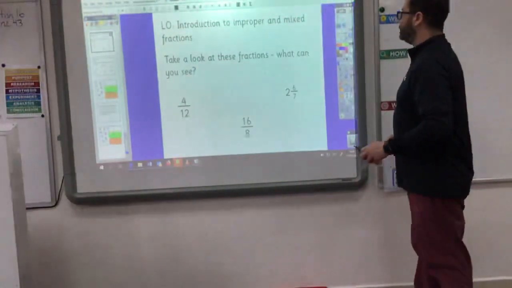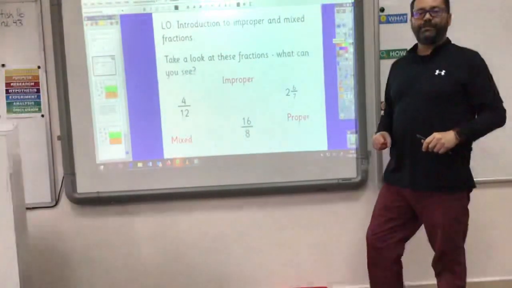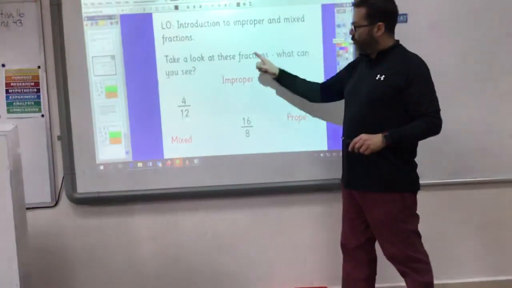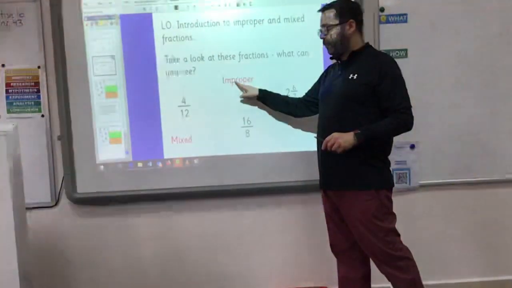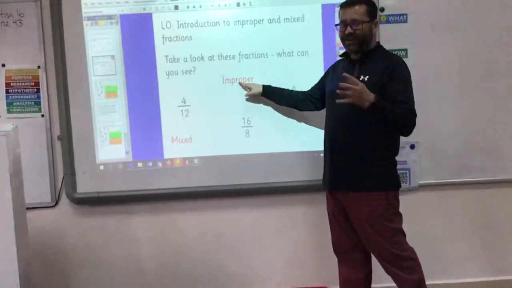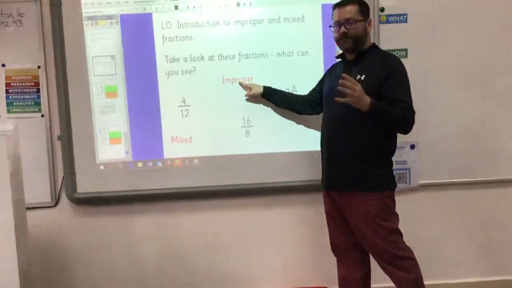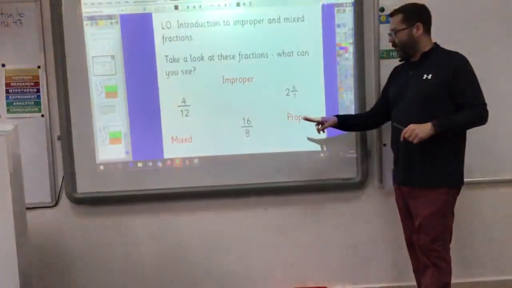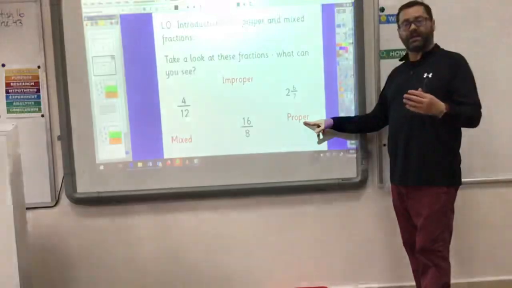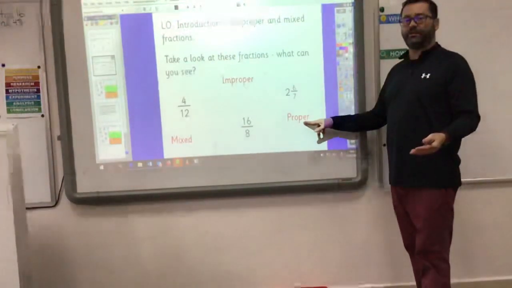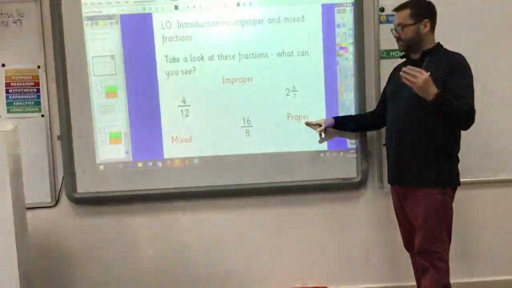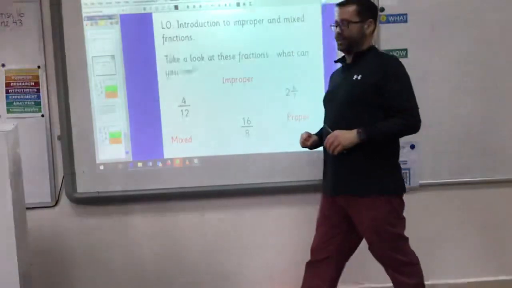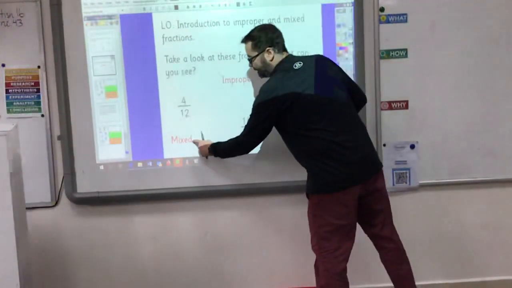So we can think of these fractions as being in 3 different families. We have one family of fractions. It's improper, which means that it's not quite right. It doesn't feel comfortable. It's not proper. We have a set of fractions, a family of fractions that are proper fractions, which are fractions that we recognize and we have worked with and we understand, and they look right. It makes sense. And then we have a type of fraction that is a mixed fraction. That is a fraction that's a little bit more mixed up.